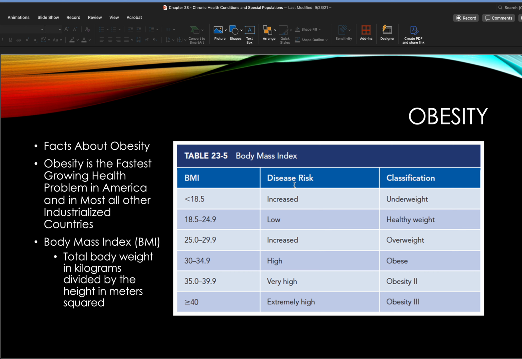So, you're talking about the specific build of a person, but obesity is the fastest growing health problem in America and in most other industrialized countries. If I'm not mistaken, at this point obesity has become the highest lifestyle-based chronic condition killing people and making people sick. So we need to be aware of this. Even though BMI is not the greatest indicator of health, it does let us know the comparison of their height versus their weight.